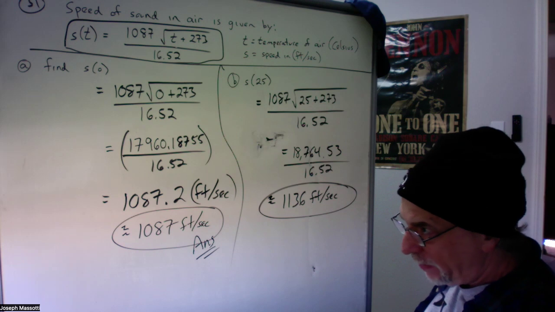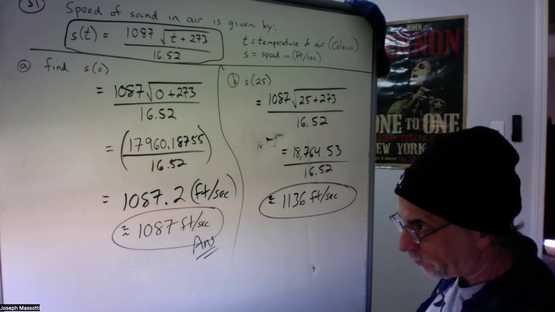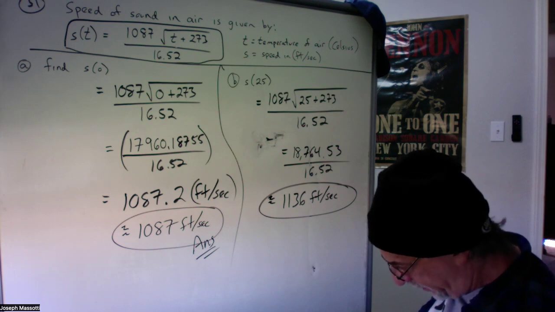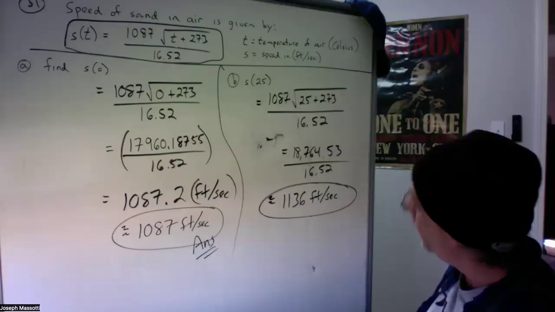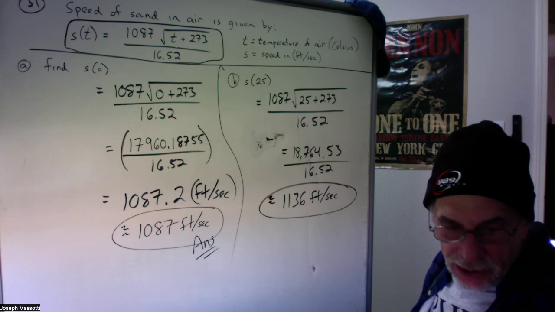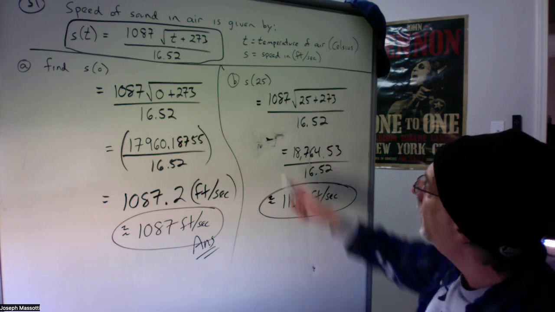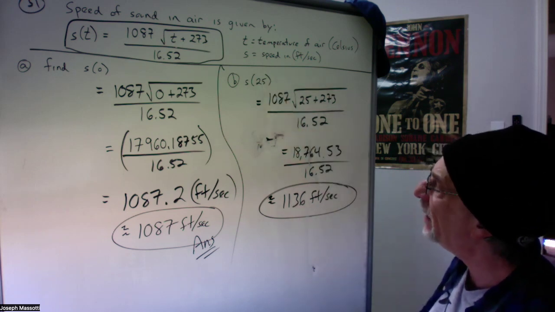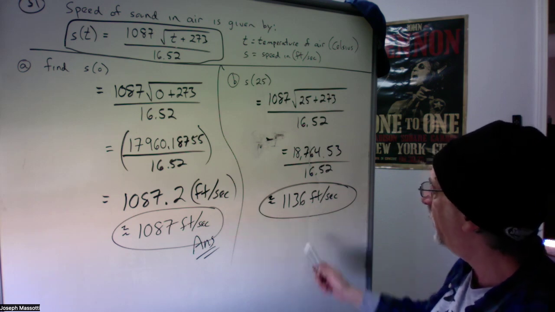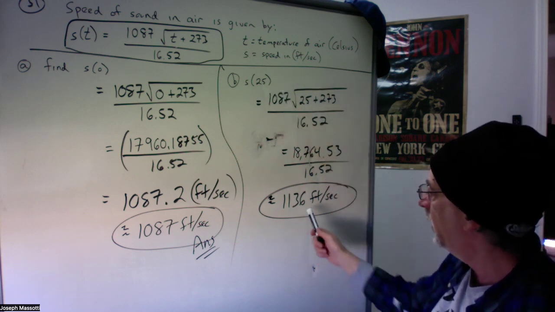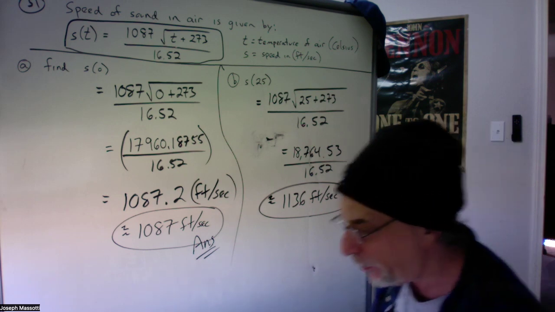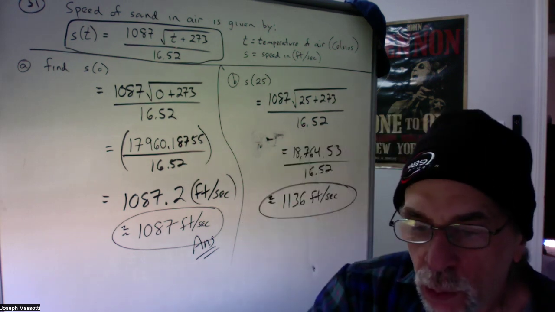25 degrees Celsius, let's see. Fahrenheit is 9/5 C plus 32. So 9/5 times 25 plus 32, 77 degrees. I was exaggerating a little bit, but 25 degrees Celsius is 77 degrees Fahrenheit. And the speed of sound at 77 degrees Fahrenheit or 25 degrees Celsius is around 1136 feet per second. So there we go. Section 10.1.